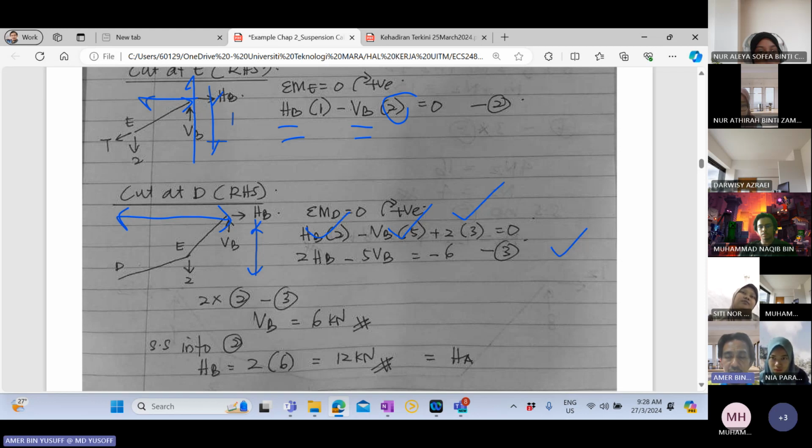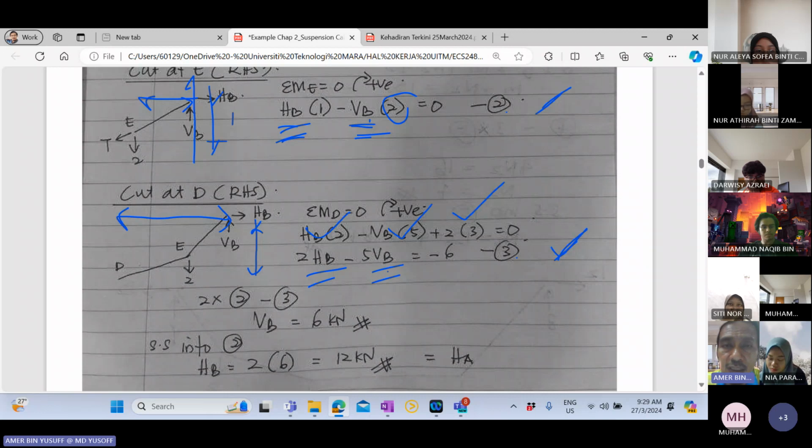Now, when you look at equation number 2 and number 3, equation number 2, they have 2 unknown, HB and VB. Equation number 3, they have HB, VB also. 2 equation, 2 unknown. Boleh selesai tak HB dengan VB? Student, 2 equation, 2 unknown. Boleh selesai tak? Boleh. You can solve the HB and VB because we have 2 unknown and 2 equation.